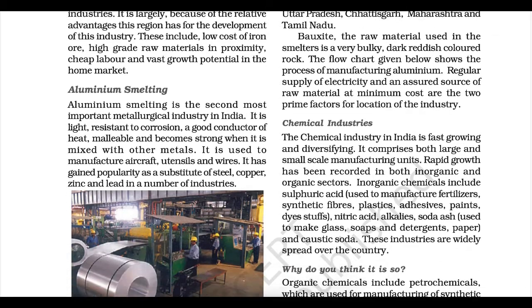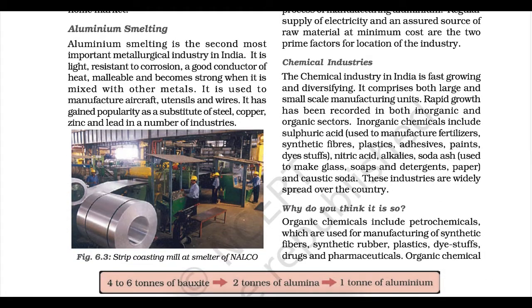Aluminium smelting. Aluminium smelting is the second most important metallurgical industry in India. It is light, resistant to corrosion, a good conductor of heat, malleable, and becomes strong when it is mixed with other metals. It is used to manufacture aircrafts, utensils, and wires. It has gained popularity as a substitute of steel, copper, zinc, and lead in a number of industries.